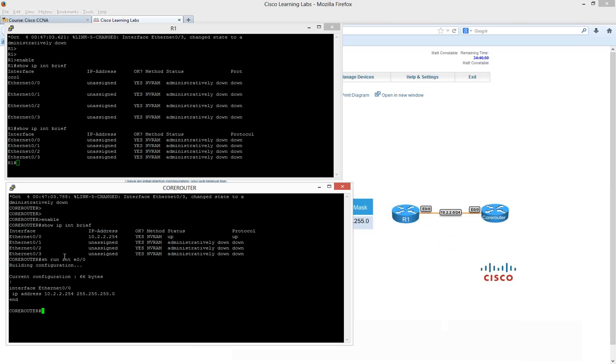And we can see that on Ethernet 0/0, the core router has the IP address 10.2.2.254 with a /24 mask.